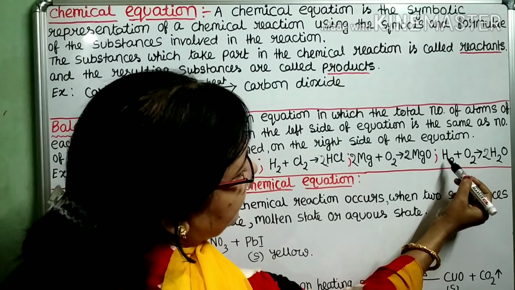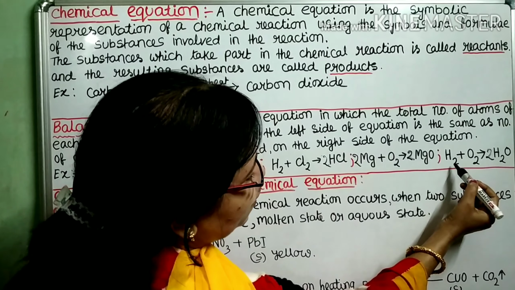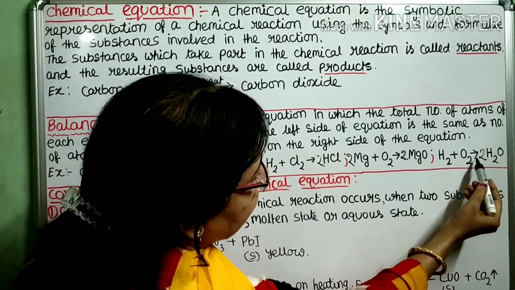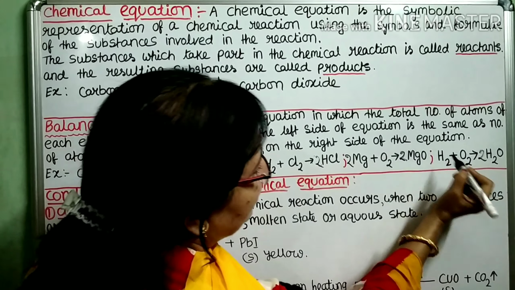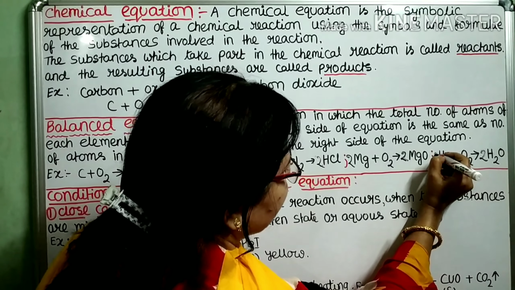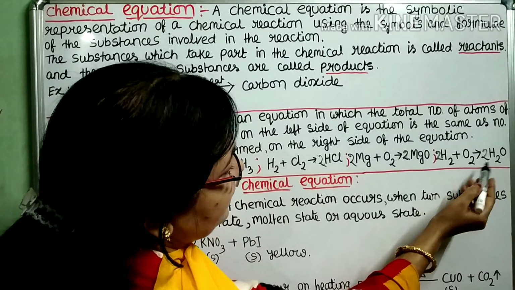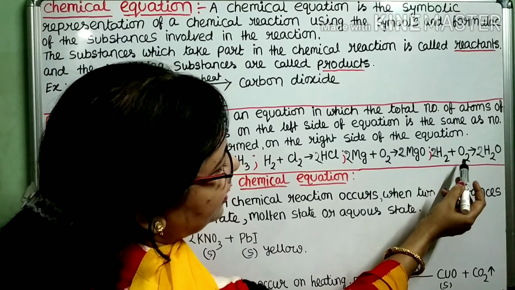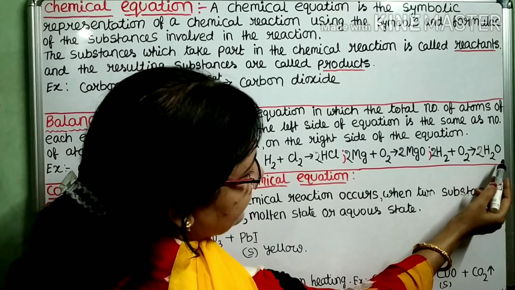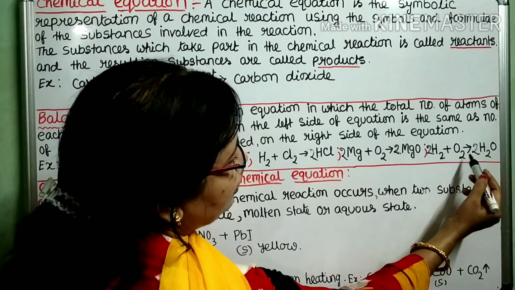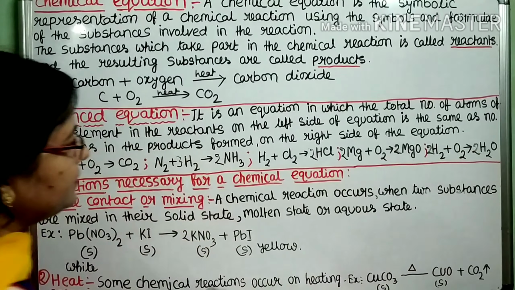Now in the case of hydrogen, here there are 2 hydrogen atoms on the left side, and on the right side there are 4 hydrogen atoms. So I am also writing 2 here. So see the equation. On the left side there are 4 hydrogen atoms and 2 oxygen atoms. On the right side there are also 4 hydrogen atoms and 2 oxygen atoms. So it is also a balanced equation.